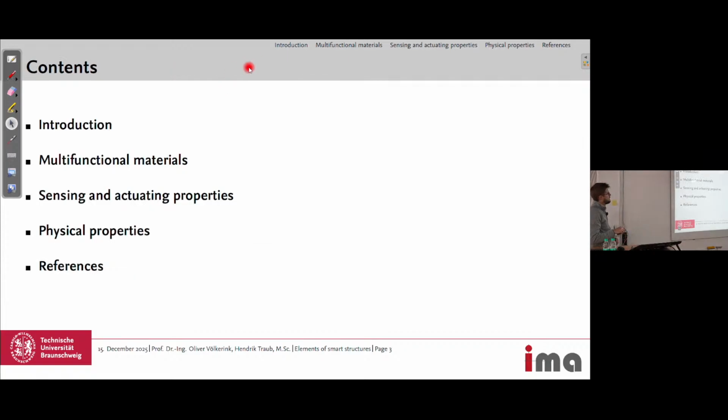We will look at multifunctional materials, sensing and actuating properties, and also physical properties of the materials. In this lecture we will not go into detail of the physical principle of, for example, piezoceramics. This is in the next lecture. We will look more general at multifunctional materials.